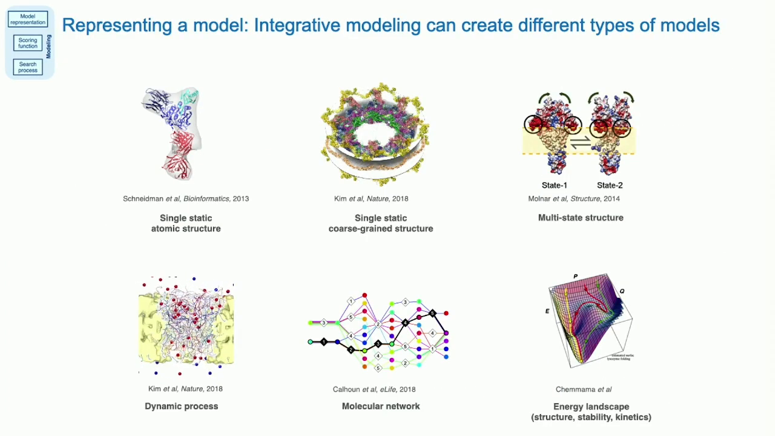But as I pointed out to you already, this is a general approach. You can use it to compute different kinds of models, and they are illustrated here. Some are not even structural. This is a molecular network. The nodes are proteins. The edges are relationships between them. This is a trajectory. This is a free energy landscape. These can also be modeled using the same integrative modeling approach that maximizes the input information, and therefore, if you can do it well, also the output model's accuracy, precision, and completeness, which is what we want.